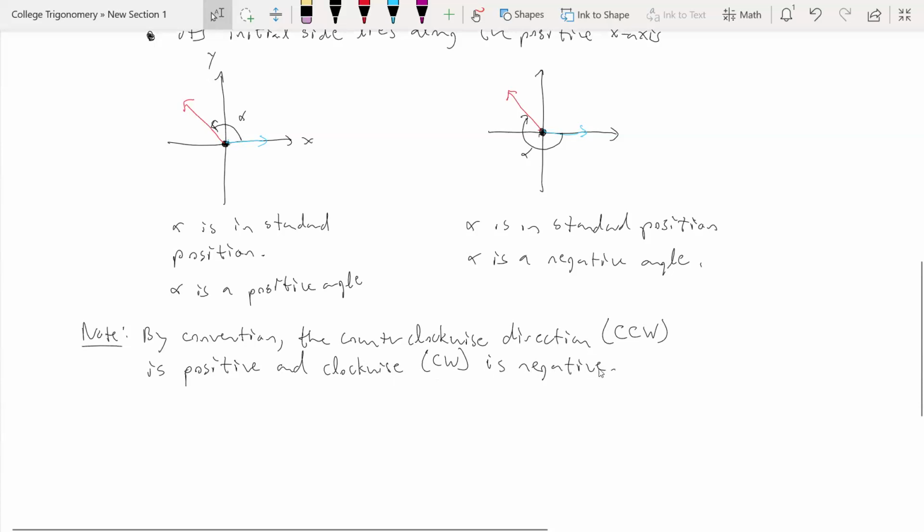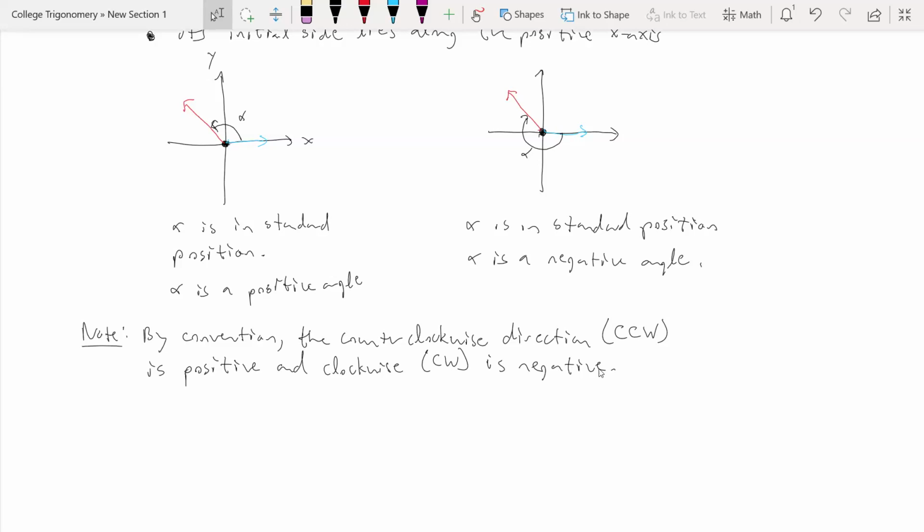Could we redefine all of trigonometry to do it in the opposite way? Sure, we could, right? But then nobody would agree with the results that you had because it'd all be like negative what they should be. Okay. So any questions on that so far? Positive direction, counterclockwise. Negative direction is clockwise. All right.